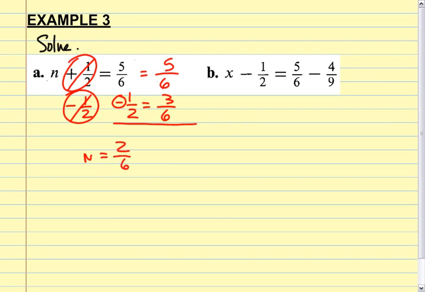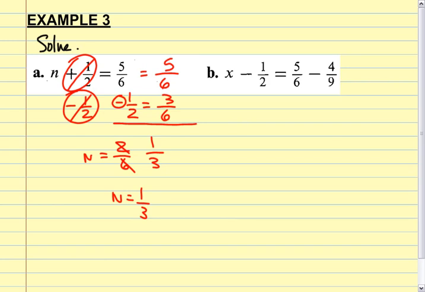All right. But that's not my answer, Jack. What do I still need to do? I need to reduce. What goes into both of them? 2 goes into both of them. How many times does it go into 2? How many times does it go into 6? Good. So n is equal to 1/3.